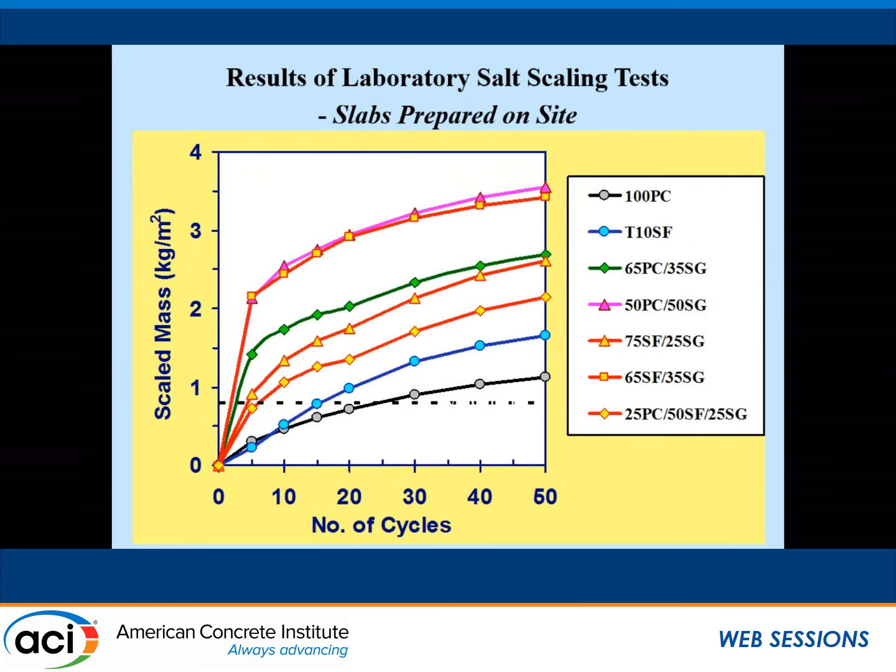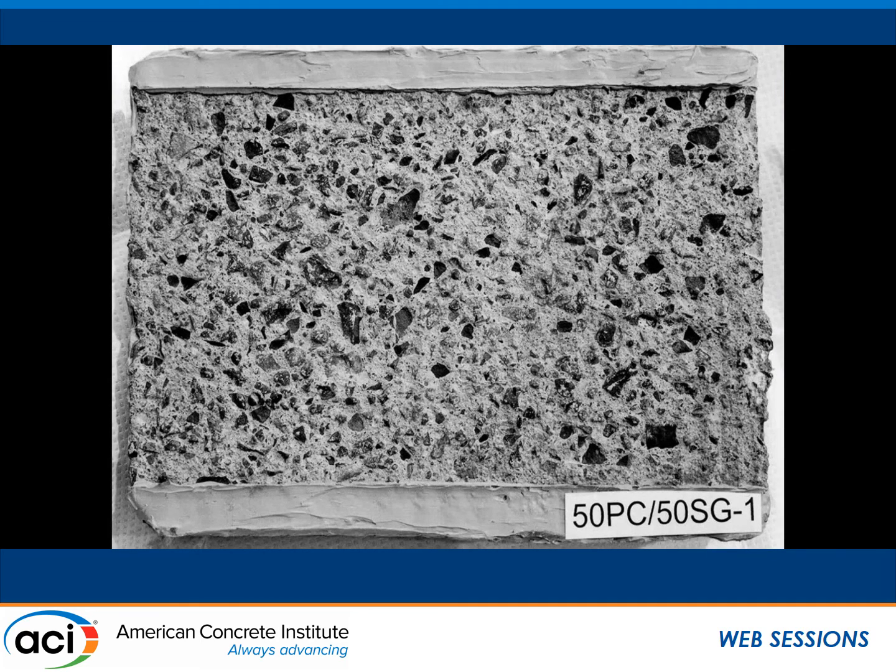Where we didn't see great performance was in the scaling. We did cast miniature slabs from these concrete mixes for a de-icing salt scaling test. And you can see here that at 50% slag, we really saw very, very aggressive scaling. That's at 50% slag, a binary mix of 50% slag.